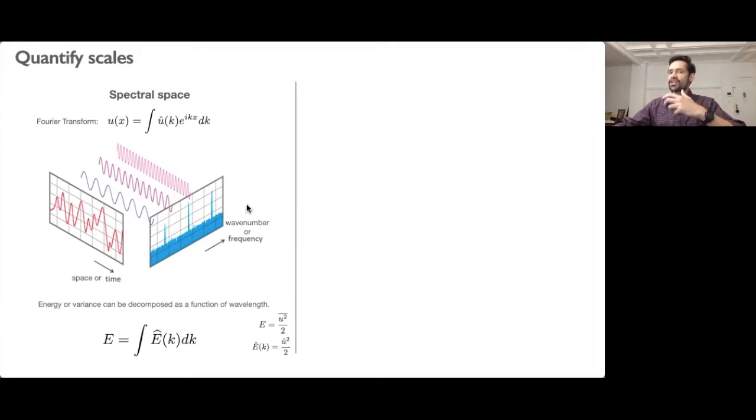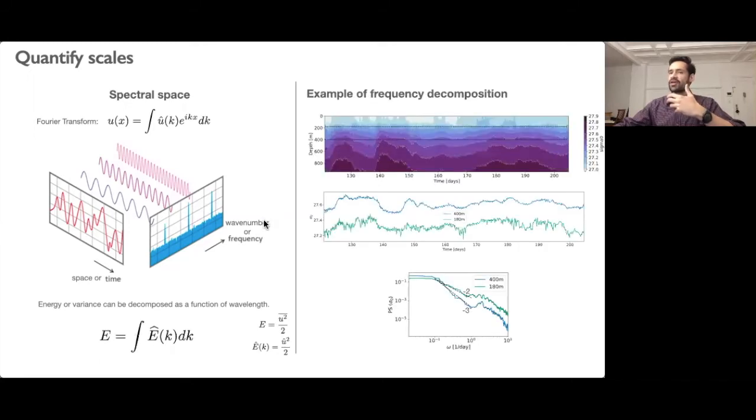So here's a quick refresher of how spectra can be used to quantify scales. What we do is break up some signal into modes, and then each mode is assigned a length scale or a time scale that corresponds to the wavelength or frequency. The sum of the variance of each mode is equal to the total variance or energy, which is why we consider it to be the decomposition of the variance into scales. So here's an example to solidify this and what will follow.